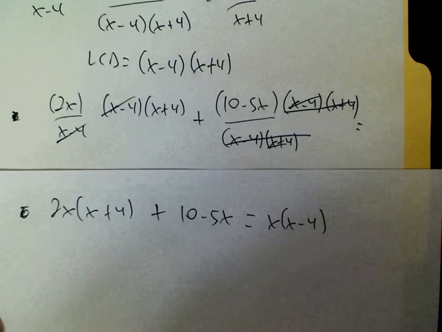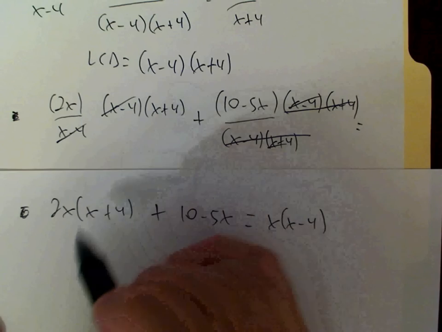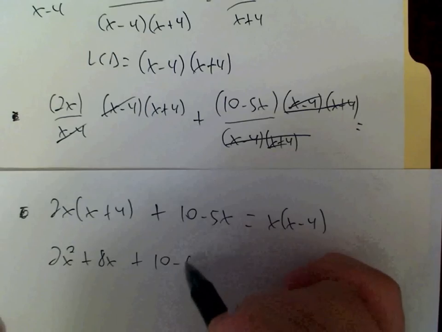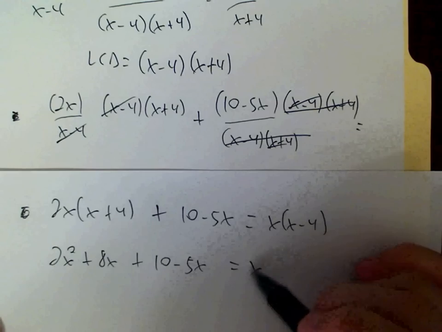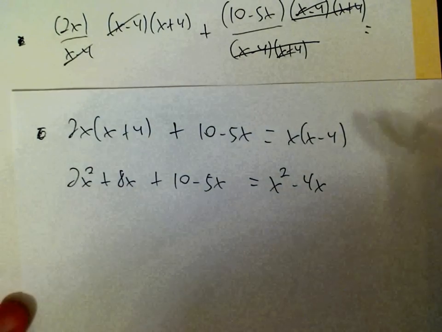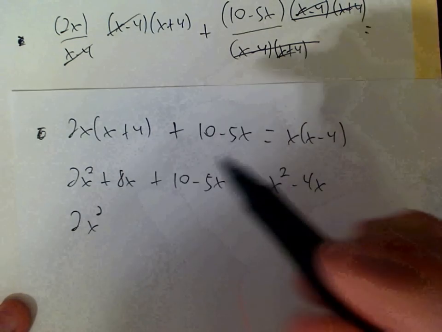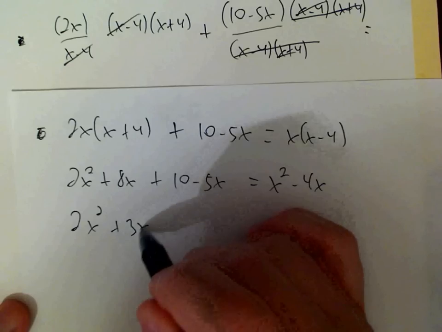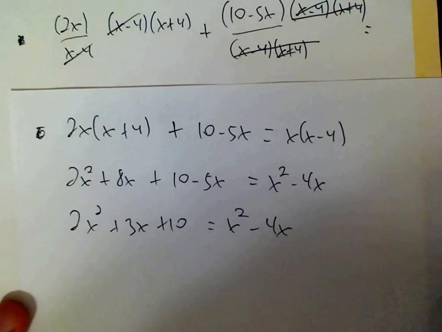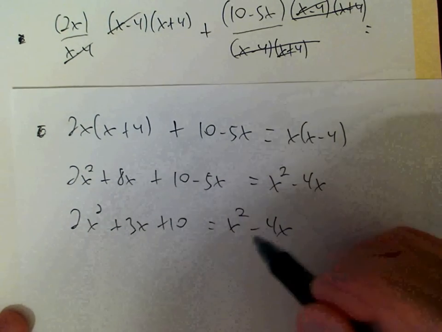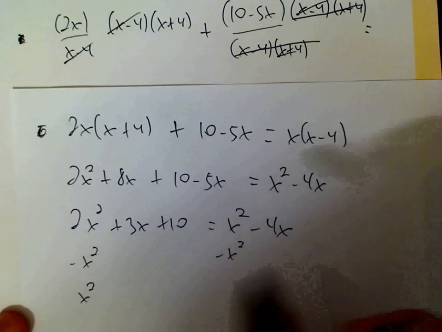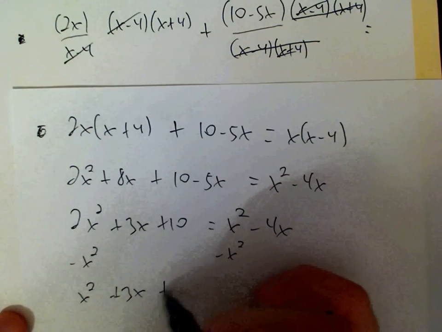So let's distribute and see what happens. 2x times x plus 4 is 2x squared plus 8x. Nothing to distribute in the middle. X times x minus 4 is x squared minus 4x. Okay. Let's combine like terms where we can. You have 2x squared, and then 8x minus 5x is a positive 3x. Write down everything else. Now I have x squared terms on both sides, so I'm going to get those on the same side, so I'm going to subtract the smaller. We end up with x squared plus 3x plus 10 equals negative 4x.